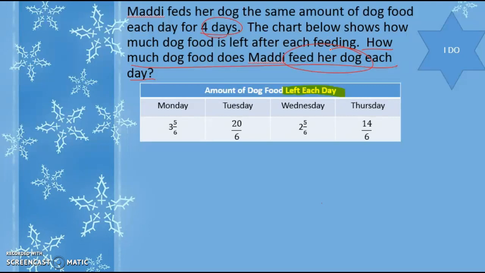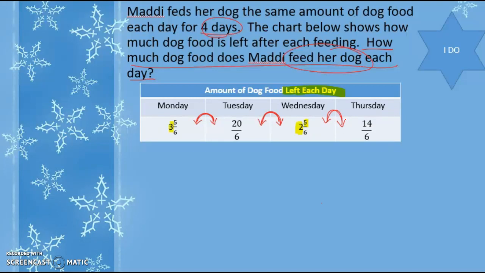So on Monday, she has 3 and 5/6 left, but on Tuesday, she has 2 and 6/6 left. It looks like, if I were to just compare the numbers that I recognize, the numbers are getting smaller, and it's because the dog is eating the food. But how am I going to find out how much food she's feeding her dog? What I'm looking for is the difference between here and here, the difference between Tuesday and Wednesday, and then the difference between Wednesday and Thursday.